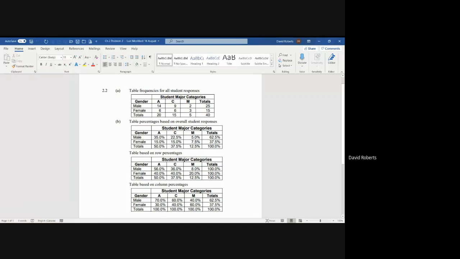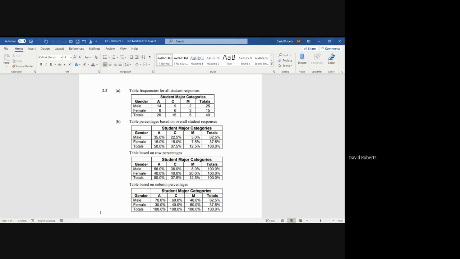Problem 2.2 on page 41. We have a data table with gender and major. What we need to do is break this into the various categories. We have accounting, computer information systems, and marketing as our three potential majors. And then we have gender, obviously male and female.